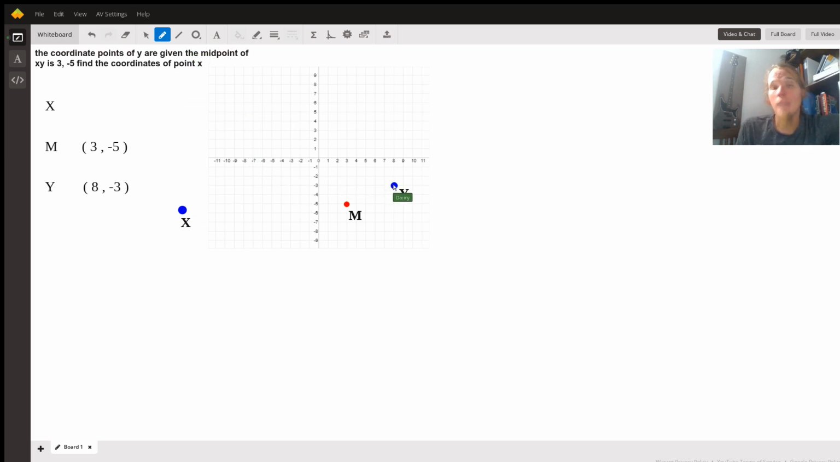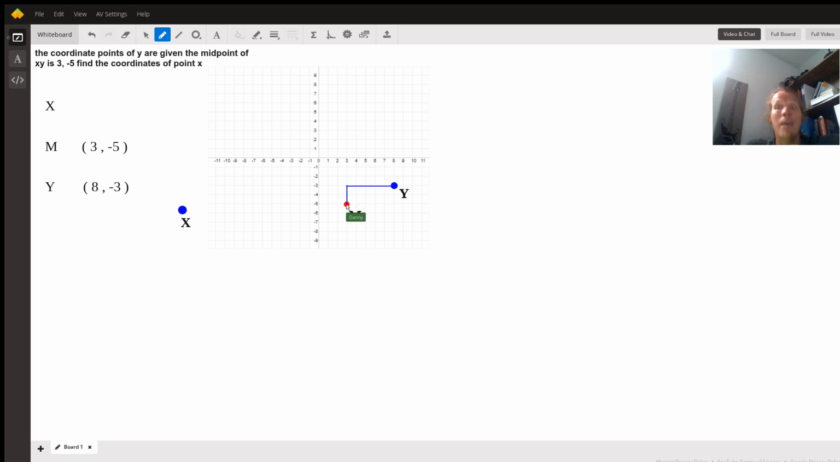Using the graph, I'm going to think about taking a trip from the endpoint I know, Y, to the endpoint I don't know, X, and I'm going to stop halfway at the midpoint, M. To make that trip, I have to go over 1, 2, 3, 4, 5 spaces and down 2 spaces to go from Y to M. I had to go to the left 5 spaces and down 2 spaces.